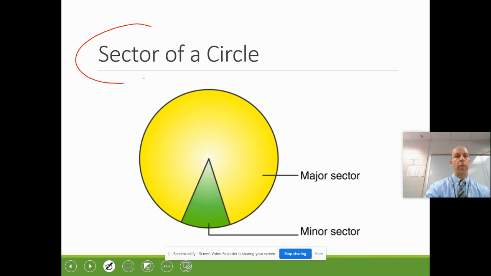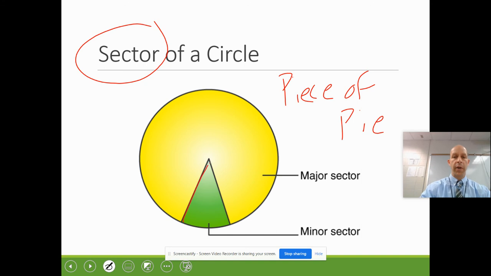Okay, so now let's focus on what we call a sector of a circle. A sector of a circle, I just like to think of as a piece of the pie, like this green piece, or a slice of pizza. That is what we call a sector. This is what we refer to as a minor sector because the measure of its arc, or the central angle here, is less than 180 degrees. Let's say that it's a 50-degree arc. That would be what we would call a minor sector. The yellow region is what we would call a major sector.